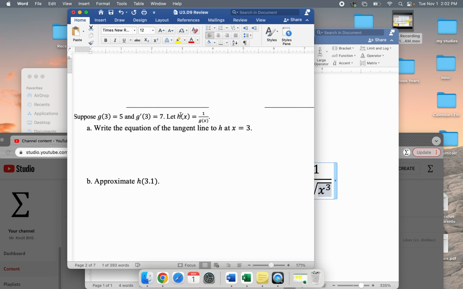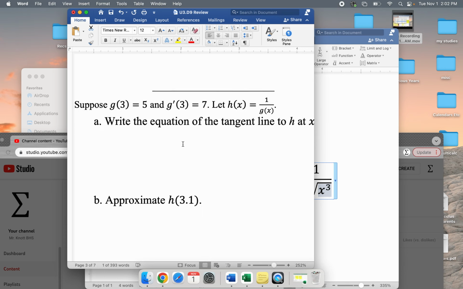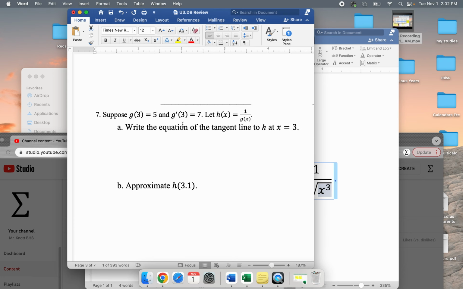Moving on to number 7. Okay, so we've got this problem here. Suppose that g of 3 is 5, g prime of 3 is 7. Let h of x equal 1 over g of x. Write the equation of the tangent line to h at x equals 3.